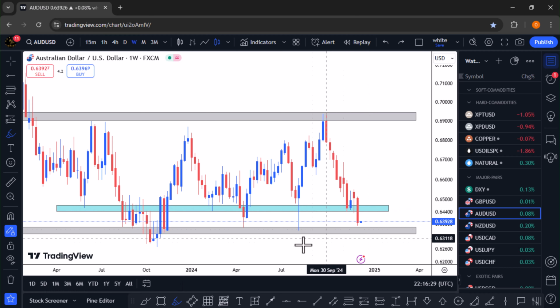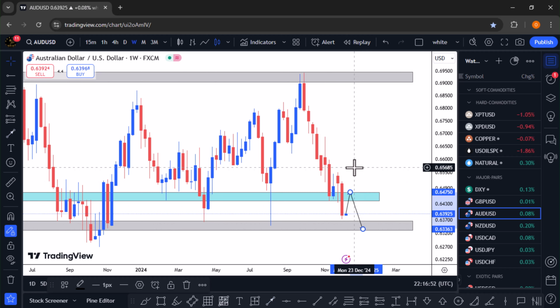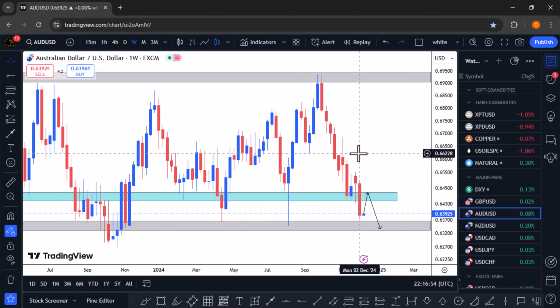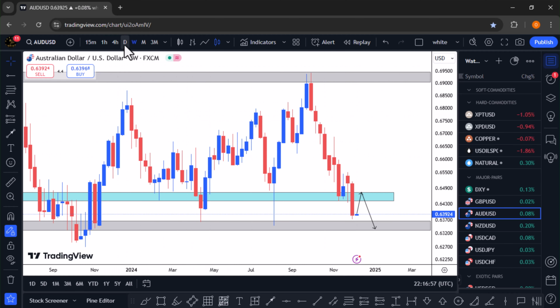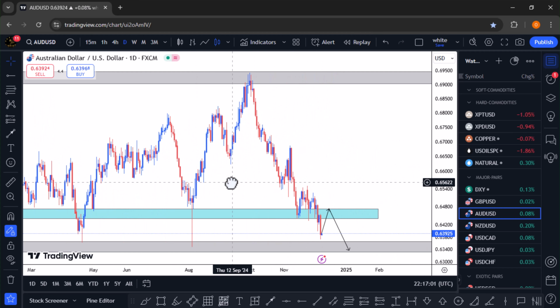Now it is likely for us this week to have a test of this level, and we could see a sweep to the downside. That's what I'm seeing on AUDUSD. Now we could have price gravitating to this level into this bearish block and then down. You can see that. Now we go to the day chart. This is what we have on the day chart.